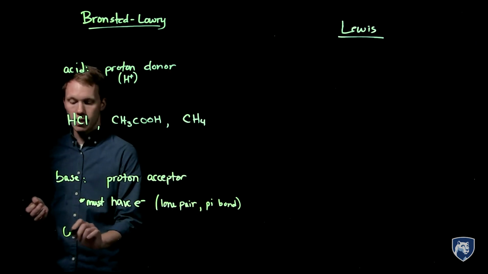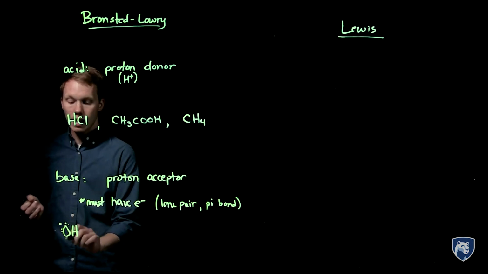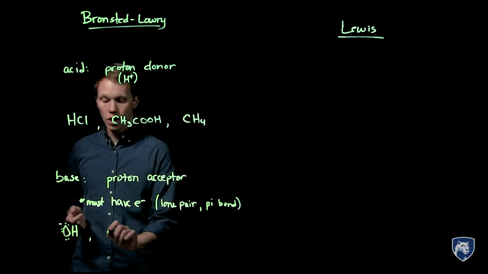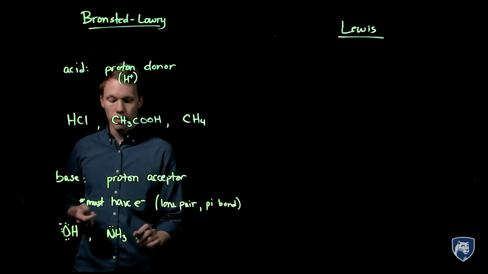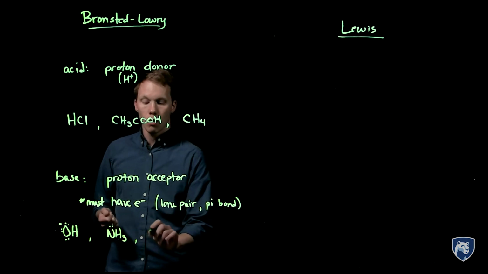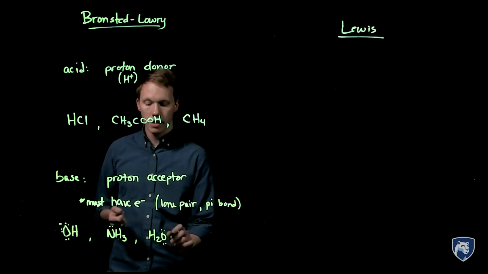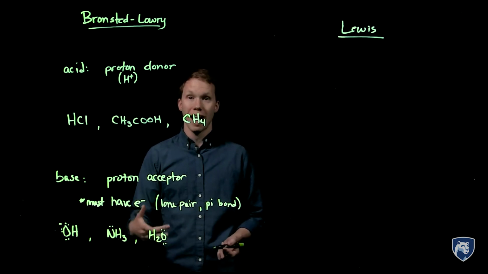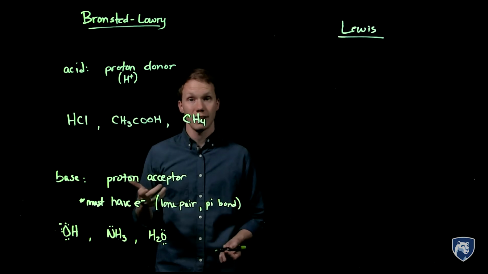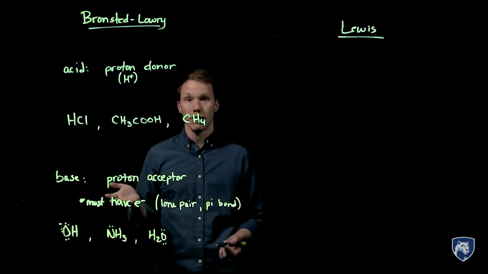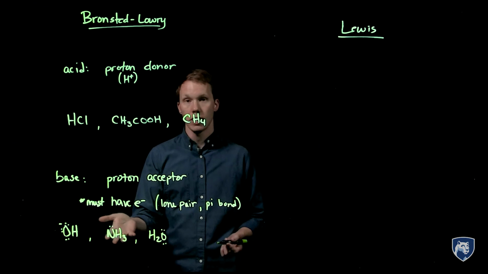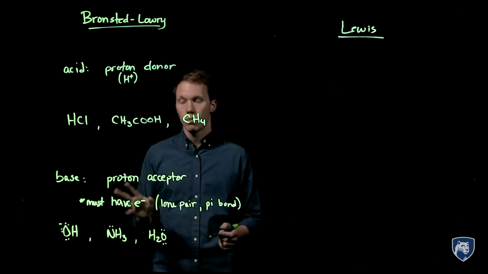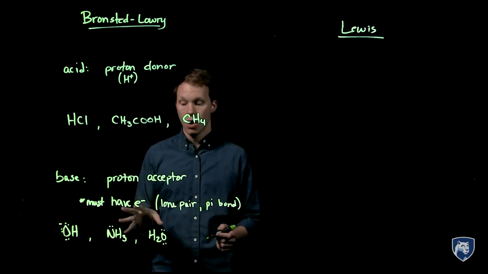So examples of bases: hydroxide ion, of course, has excess lone pairs, and we can tell that right away with a negative charge. Ammonia, as we saw before, has a lone pair of electrons. Water, similarly, has a lone pair. Interestingly, ammonia and water also have hydrogens, so they can fall under the acid definition as well as the base definition. So sometimes we'll see ammonia functioning as an acid, sometimes as a base. Same thing with water.